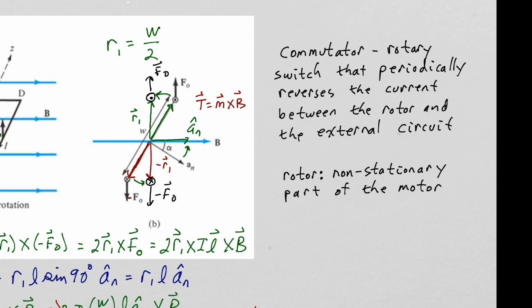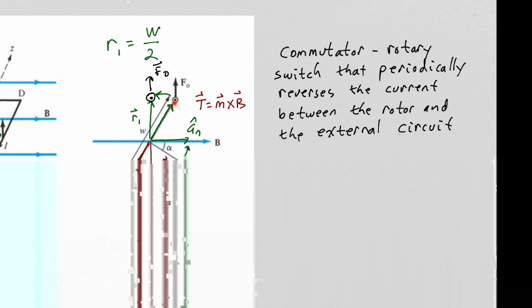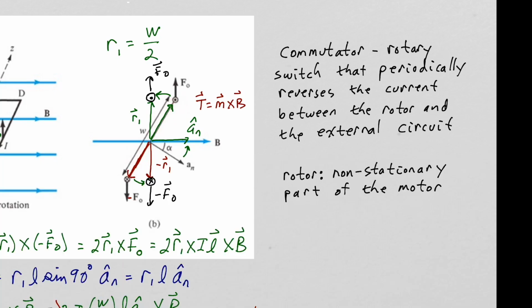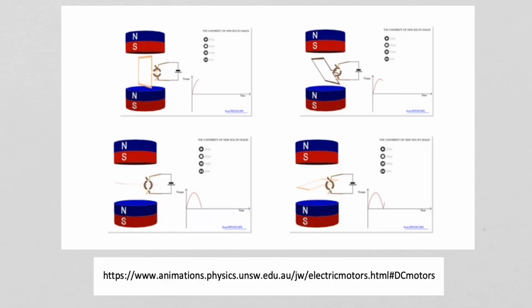To turn this into a motor, you would add a commutator, which is a rotary switch that periodically reverses the current between the rotor and the external circuit. And the rotor is just the non-stationary part of the motor. It would be the rectangular loop in this example. Here is a website that has some animations which will greatly help in visualizing how a motor operates.